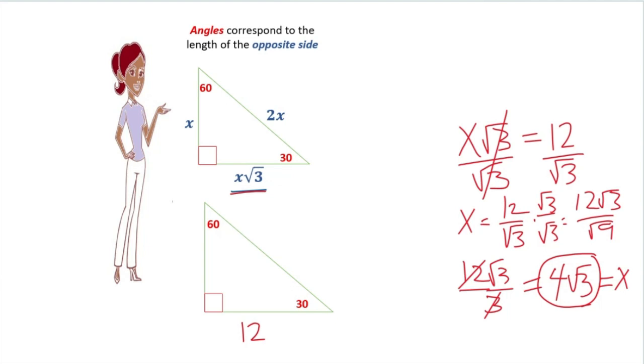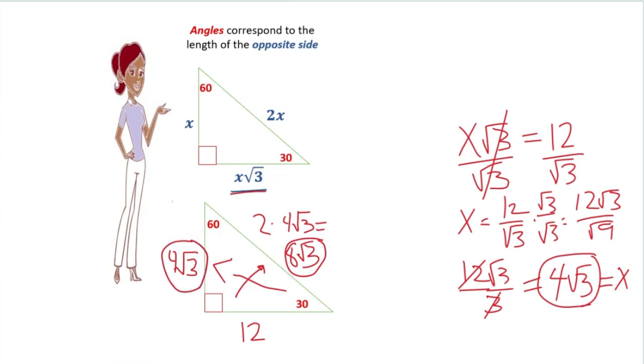So what we need to do now is go back and put in our x, which is across from our 30-degree angle. So we have 4 square root 3. And now we can multiply our x value by 2 to find our hypotenuse. So 2 times 4 square root 3 equals 8 square root 3. So these are the values for our sides in a 30-60-90 triangle.